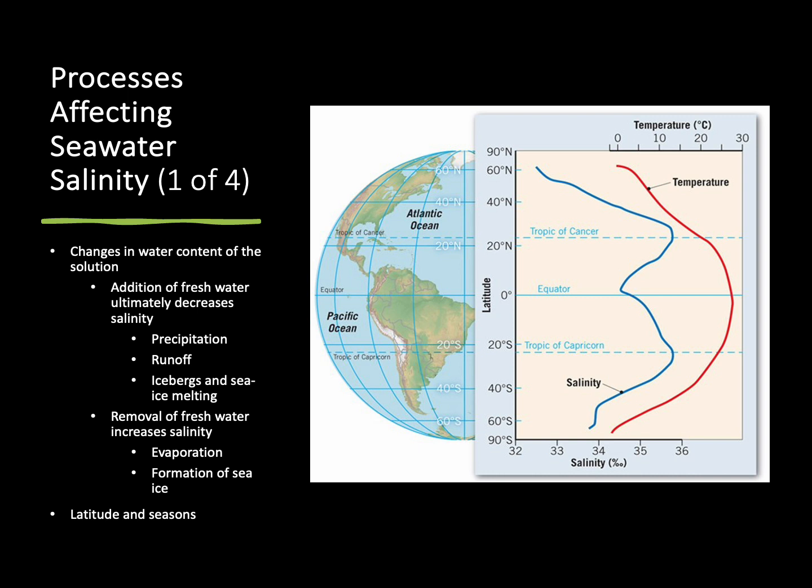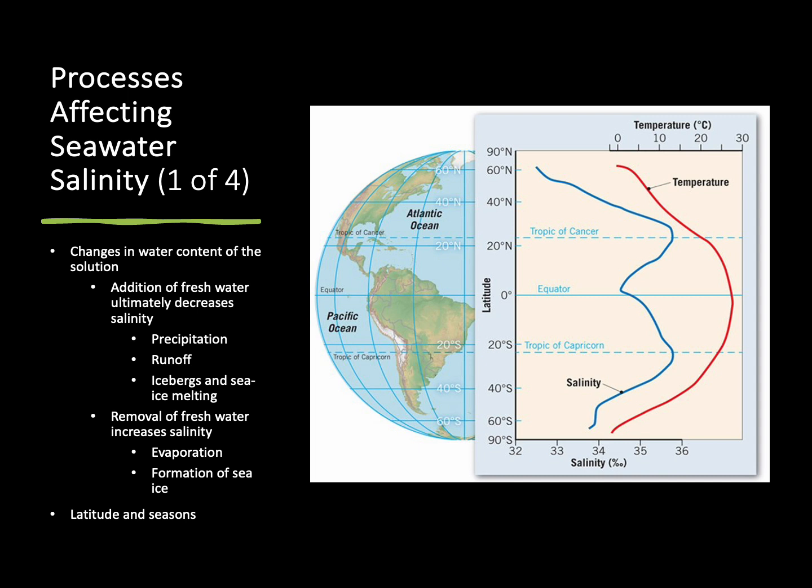And some of the ways that we can add fresh water to our oceans, from precipitation. It always rains fresh water. But we also have a ton of runoff coming from our continents, where we have those rivers that are discharging into the ocean. And unfortunately, we also have a lot of icebergs and sea ice that are melting. That ice is melting and releasing fresh water into our oceans. So when we add fresh water, it decreases the salinity because we're diluting it.